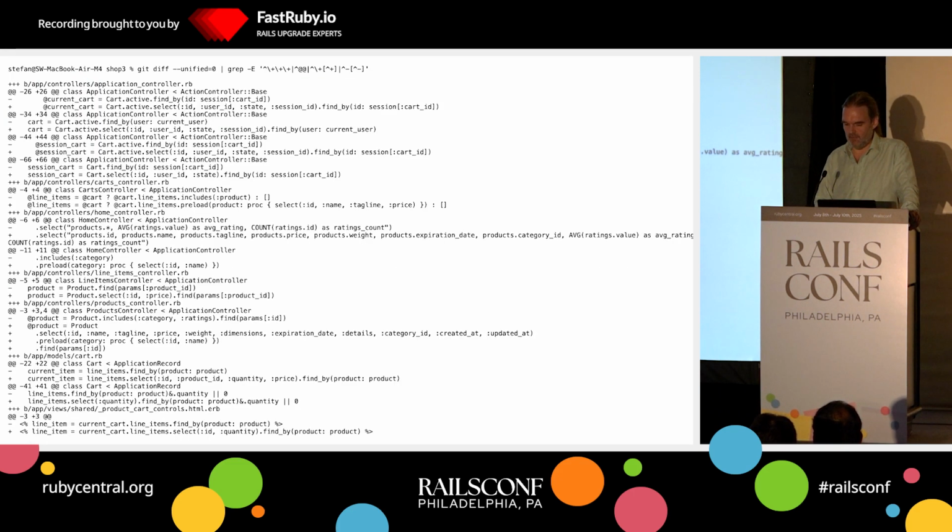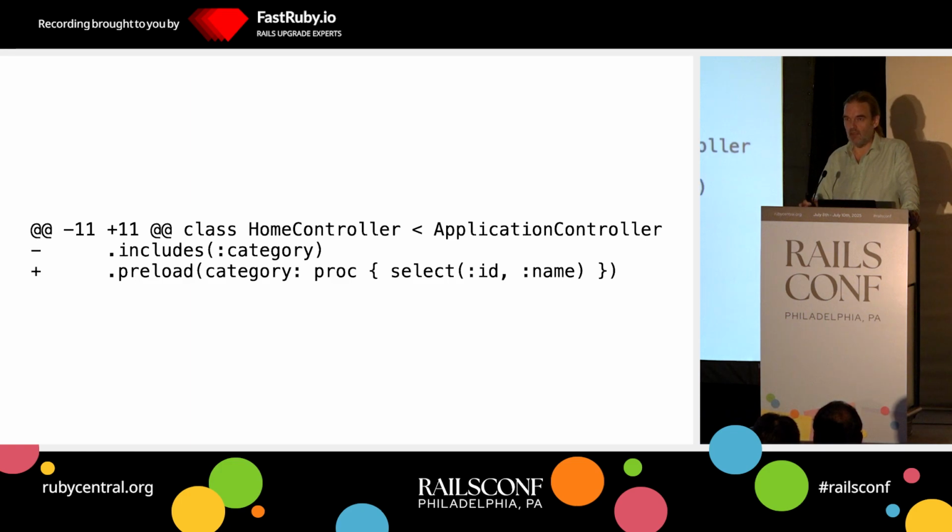So this is a result, quite a bit of optimization here. Let's dive into one. This used to be include category, which just included everything from the category, including the description, which we don't need. And then it was replaced with select id and name, because that's what we really need. And that saves a lot of space.